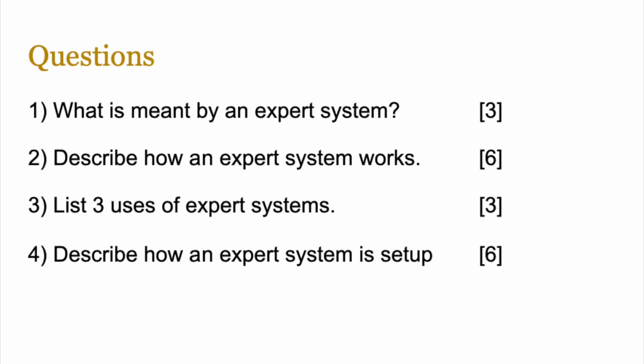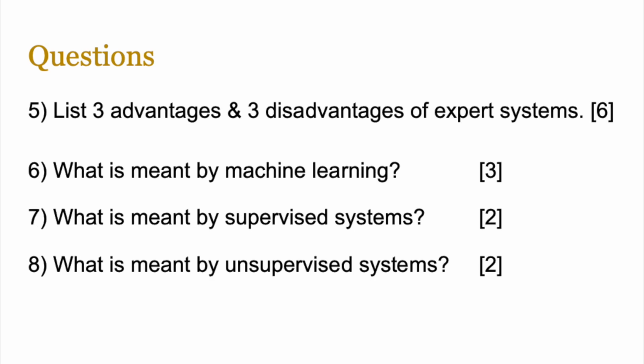Okay, that's all for today. Hopefully you should be able to answer the following questions. You should be able to explain what is meant by an expert system. You should be able to describe how an expert system works. You should be able to list at least 3 uses of expert systems, and you should be able to describe how an expert system is set up. That's the big 6 marker. You should also be able to list 3 advantages and 3 disadvantages of expert systems. What is meant by machine learning? You should be able to explain what is meant by supervised systems and unsupervised systems, and also be able to explain the difference between them.